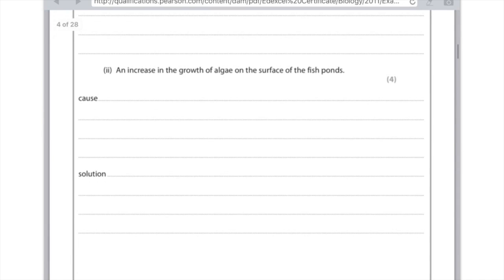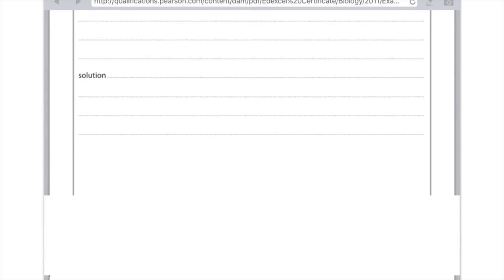An increase in the growth of algae on the surface of the fish ponds. That's probably due to all the feces, the poo from the fish, and basically that helps them grow. So what you could do here is remove the waste, or don't overfeed the fish effectively.